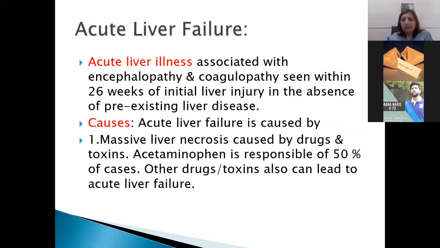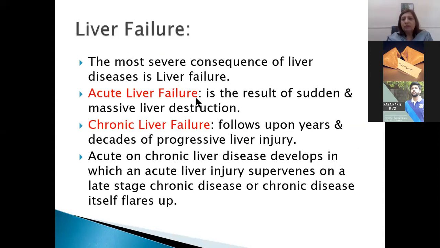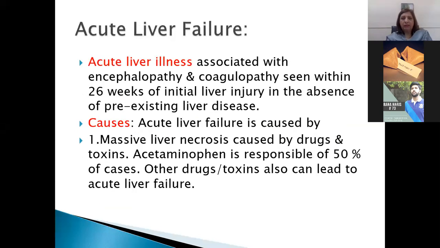Other drugs and toxins can also lead to acute liver failure. So in acute liver failure, there is going to be massive destruction of the liver parenchyma. And chronic liver failure follows many years and decades of progressive liver injury. This can be because of hepatitis B or hepatitis C infections, or it can be because of other causes as well. Late stage chronic diseases of the liver can lead to chronic liver failure.